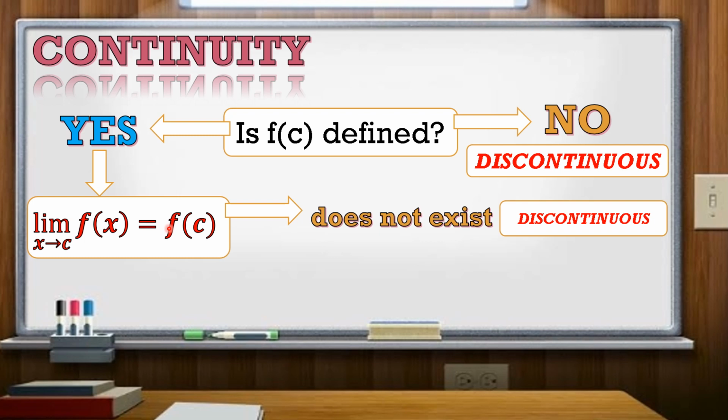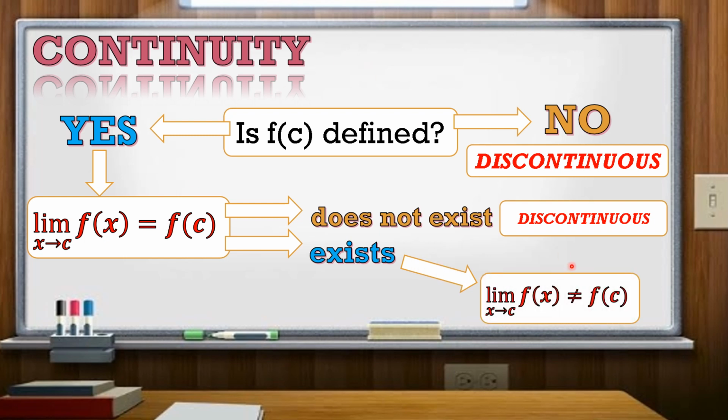Doon na magtatapos. Pero, kung nag-exist naman yung limit natin as x approaches c, then again, when nag-exist, we will compare your left hand limit and also your right hand limit. Okay, so kung pareho, nag-exist. Kung hindi siya pareho, it does not exist. Okay, sa existing, we will compare again yung second step natin and also your first step. Kung magkapareho yung f of c and the limit na gamit yung second step natin, then the function is continuous. Kung hindi naman magkapareho, that is discontinuous.